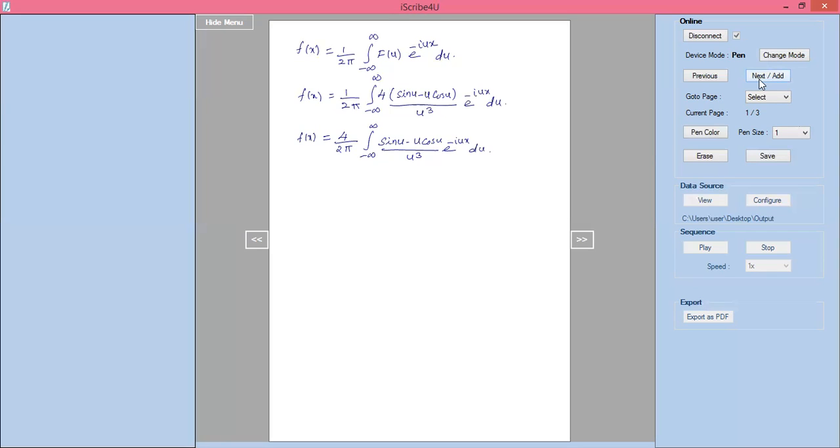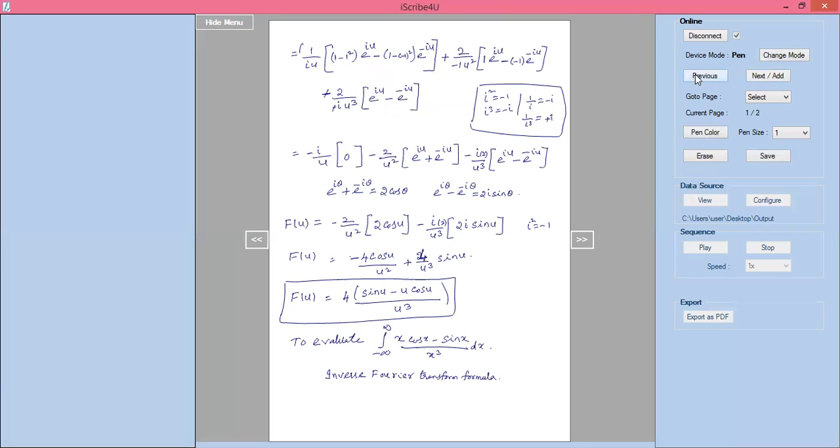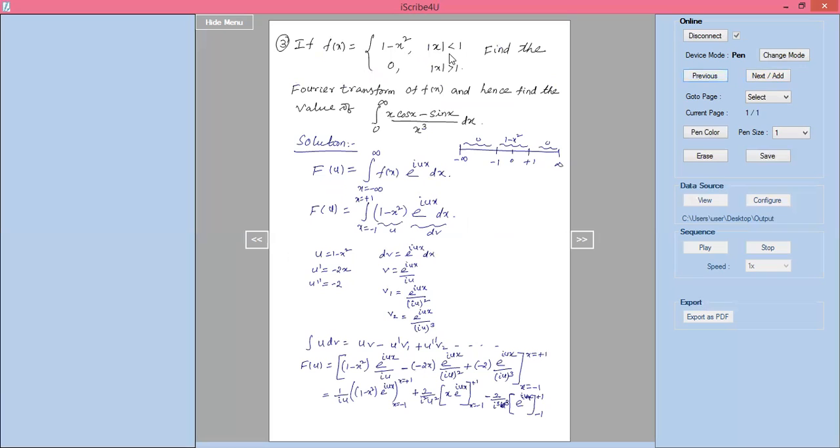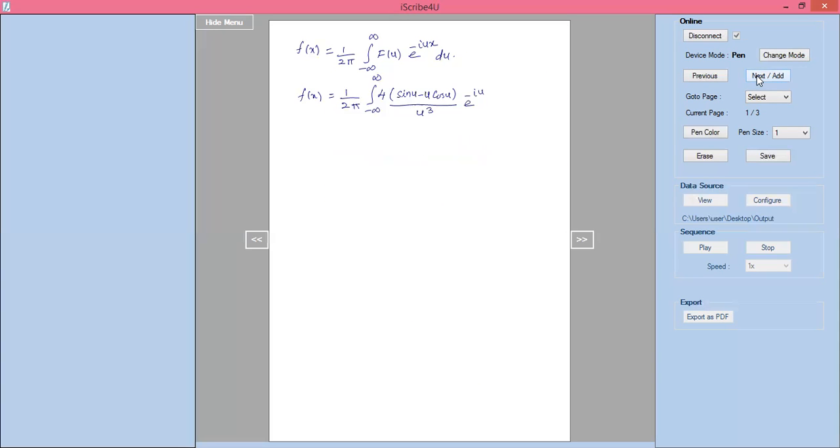How to eliminate it? I will choose x equal to 0. If you put x equal to 0, then what f of x will you get? Already we know that f of x is 1 minus x square, and x equal to 0 lies between minus 1 and plus 1.